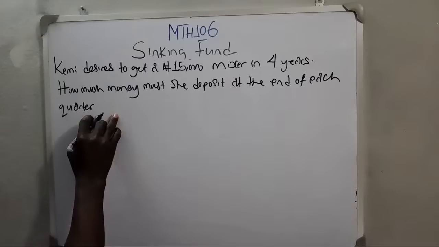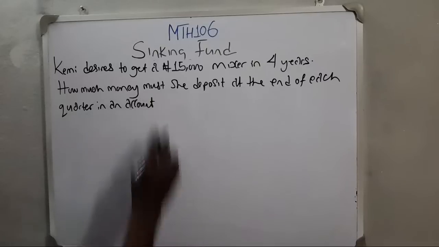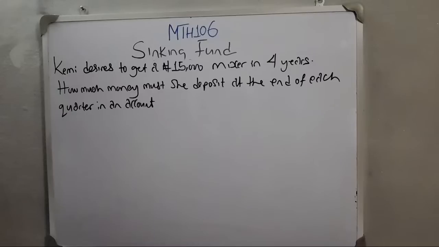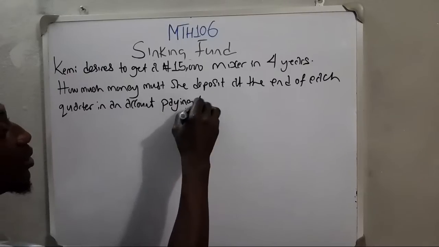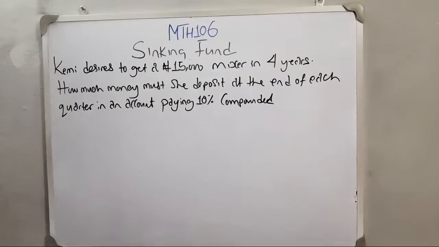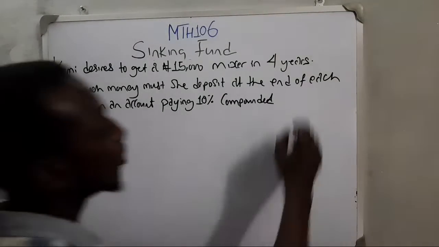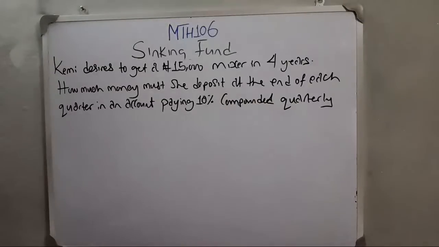In an account paying 10% compounded quarterly, so that she will have enough to pay, so we have that as that.